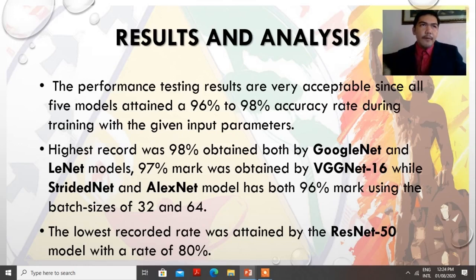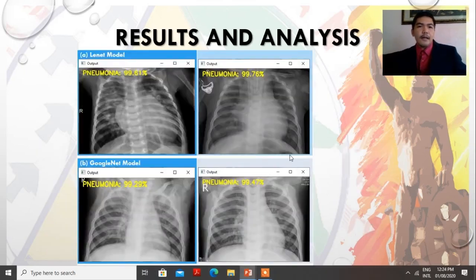using both the batch size of 32 and 64. So we have the lowest recorded rate, which is attained by the ResNet 50 model, with a rate of 80%. So these are the results during the testing.